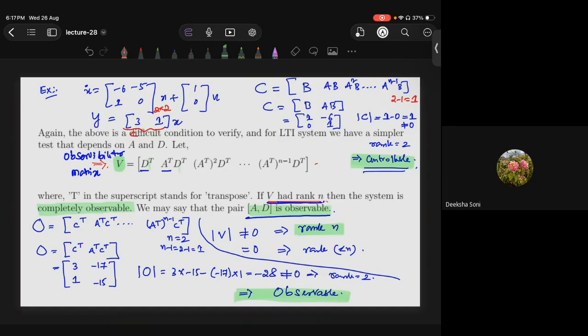Any queries? So hope you can do this problem easily.